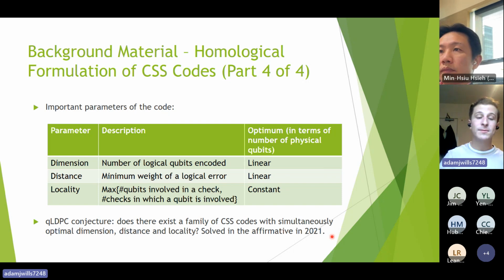And I will also mention that the equivalent classical question, so in the classical case, can you get linear dimension, linear distance, and constant locality? That's a much easier question and has actually been known in the affirmative for, I think, at least 50, if not 60 years.